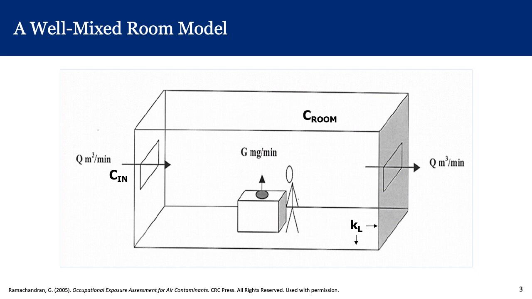So we have a worker in a room, and we know the volume of the room, and there is a particular process that is generating contaminant into the room air at a rate of G milligrams per minute. Air is coming into the room at a rate of Q cubic meters per minute, and air therefore is leaving the room at the same rate, Q cubic meters per minute.